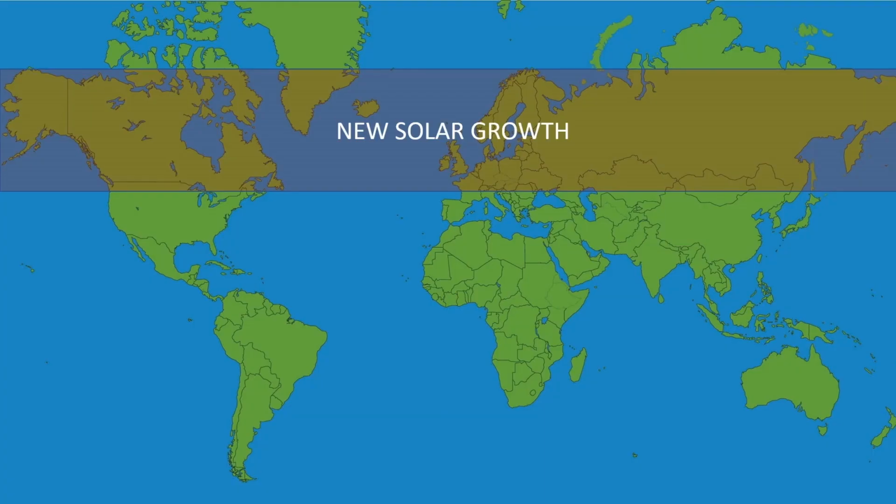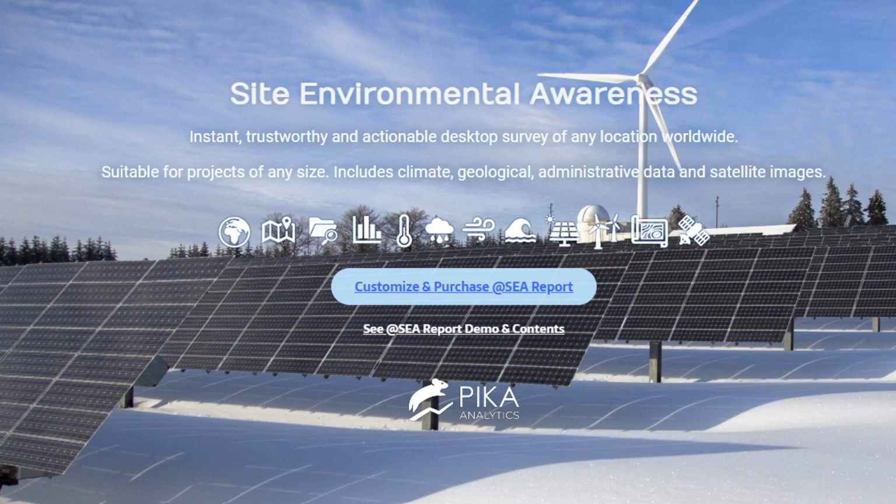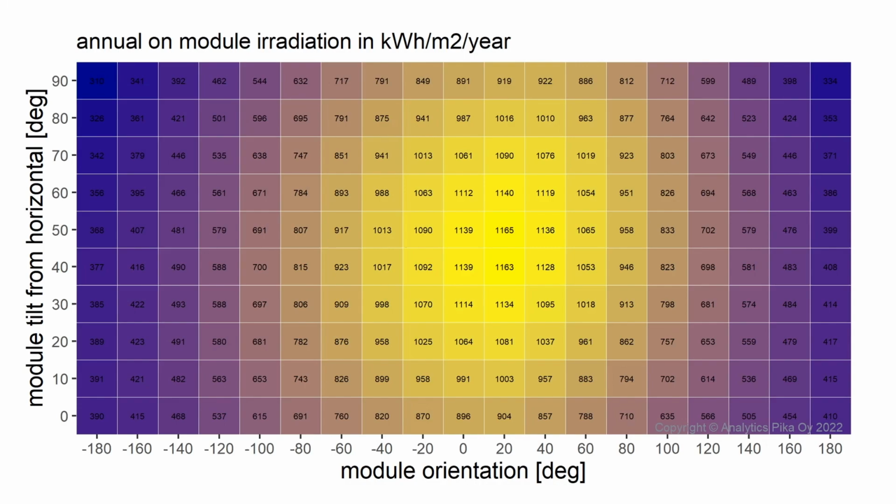Solar energy is becoming increasingly attractive even for higher latitude locations like North USA, Canada, and Northern Europe. Thus, in this brief article, we look at the impact of ice and snow on the yields of solar modules. As an aid, we are using a site environmental awareness report from @sea.fi, which can be easily obtained for any geographical location worldwide. Our @sea report has a handy table showing the annual sum of available solar energy in kilowatts per square meter for different mounting angles of solar panels.